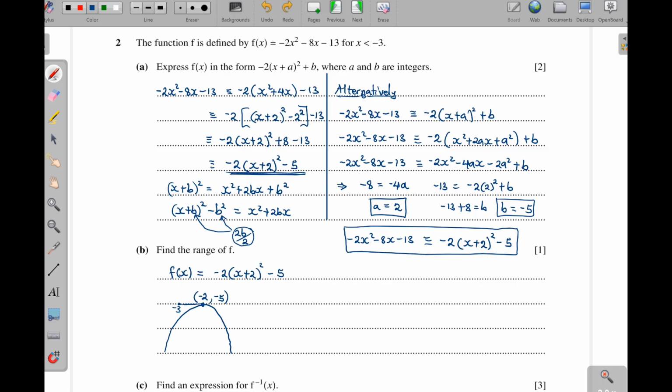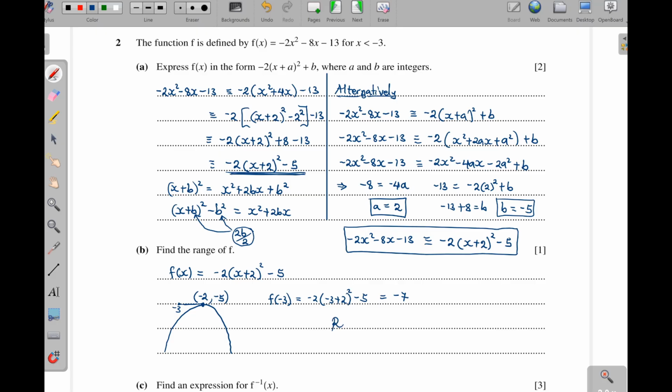So let's get f of -3. This one is going to be -2, then into -3 plus 2, and then squared, -5. What does this one give us? This one will be -1, then squared, it becomes a positive. Now you have -2 minus 5, that will be -7.